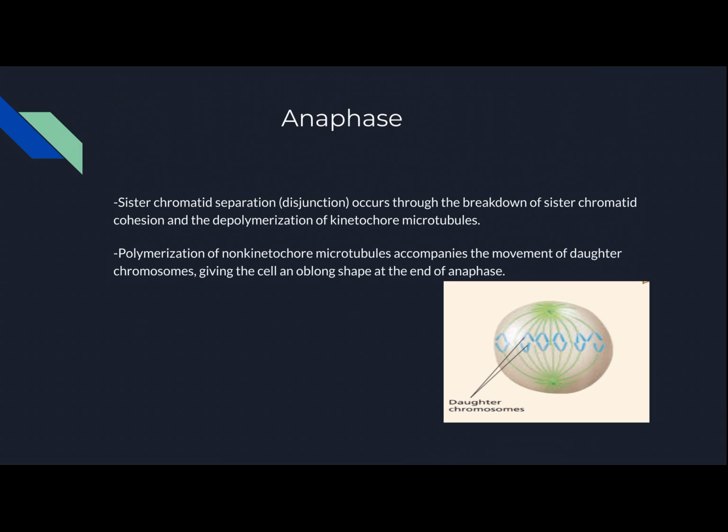Polymerization of non-kinetochore microtubules accompanies the movement of daughter chromosomes, giving the cell an oblong shape at the end of anaphase. So the cell takes more of an ellipse shape. So the key thing you just need to know for anaphase is that they just separate. That's literally it. They just separate, and the force from cohesion gets broken. And cohesion is a protein.